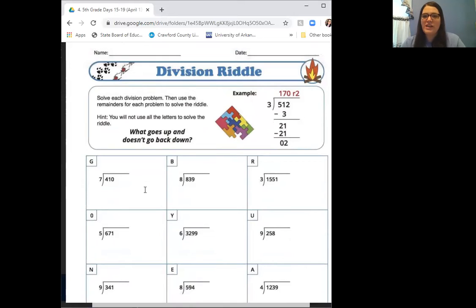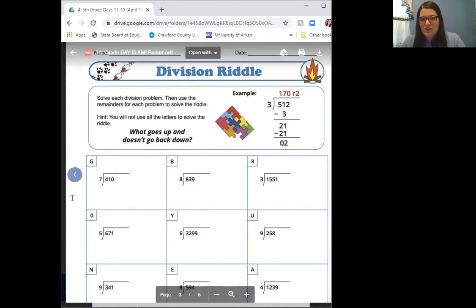It says solve each division problem, then use the remainders for each problem to solve the riddle. Hint, you will not use all the letters to solve the riddle. So the riddle is what goes up and doesn't go back down. Then it gives you all of these division problems to solve. And it starts here with problem G.